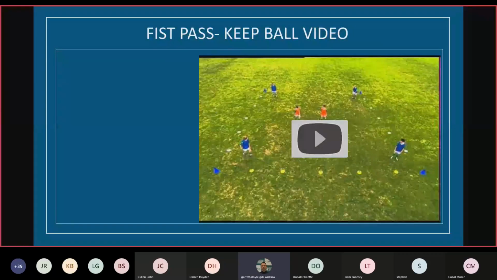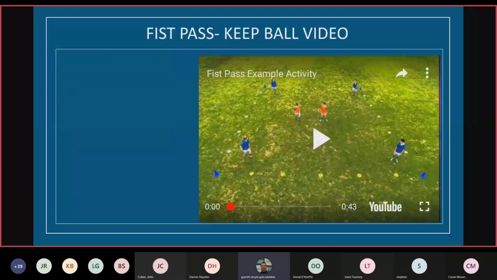So here's another hand pass or fist pass activity, and we're adding more again like we have in the previous activities.